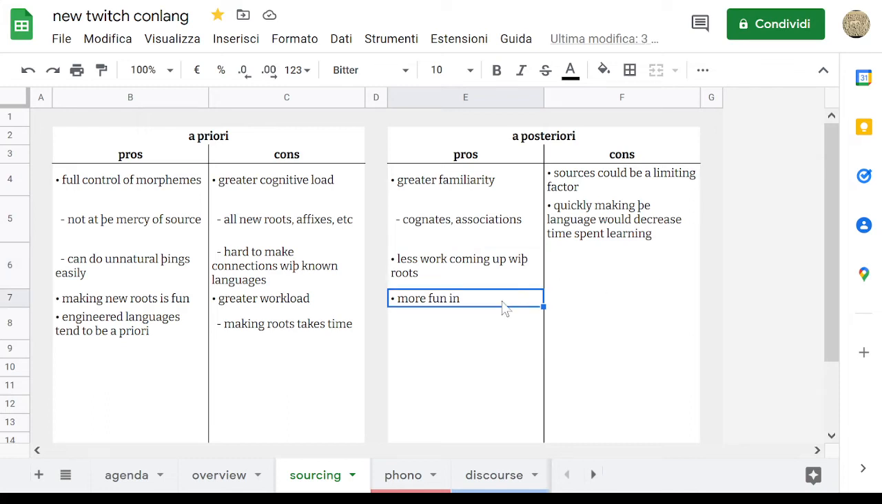And here I didn't actually finish this thought, and I don't even remember what my thought was. I said more fun in something. I don't remember what I meant there. I think I was thinking making new roots is fun, but also deriving from existing languages is fun, especially if it is diachronic. I like to put words through sound changes.